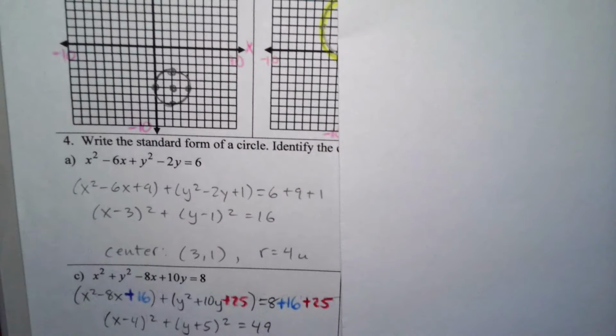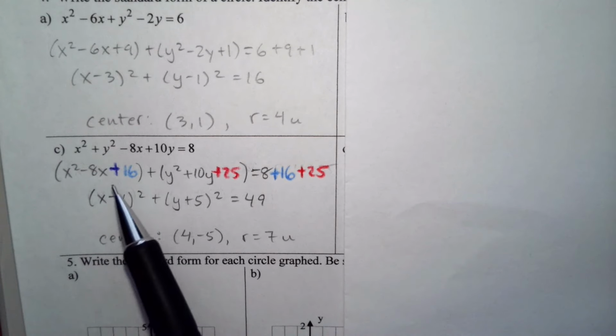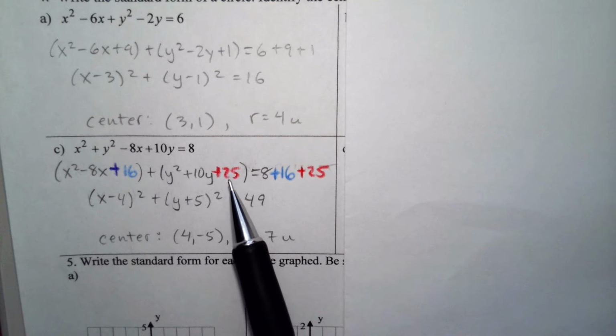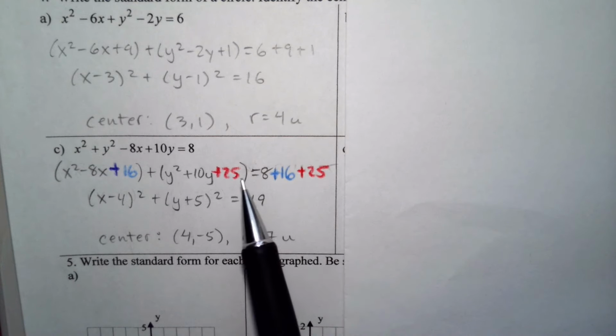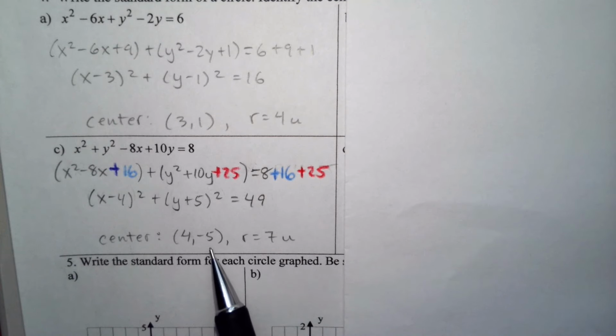Let's see how you did. On letter C, I grouped the x's, I grouped the y's. For the x's, I got plus 16. I added 16 to both sides. For the y's, 25, add that to both sides. Clean up the equation. The center is (4, -5), and the radius is 7 units.